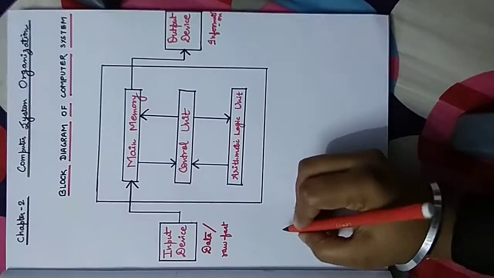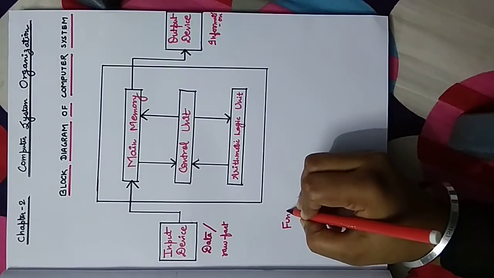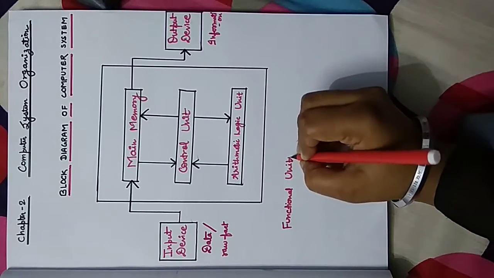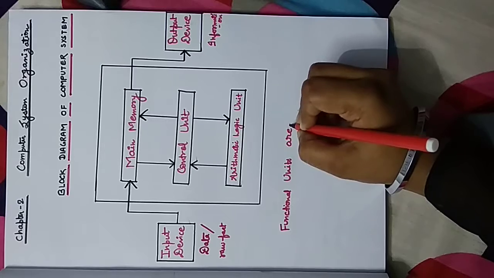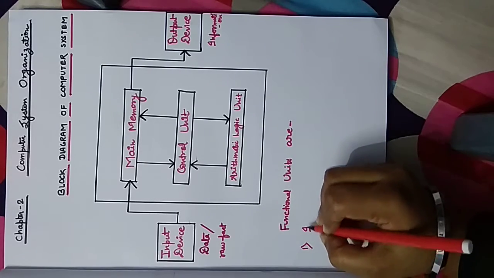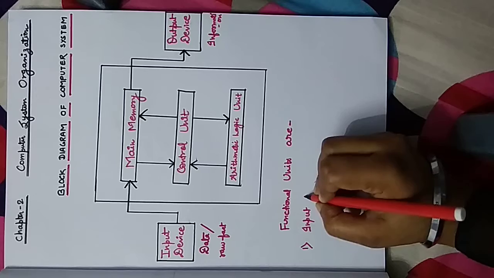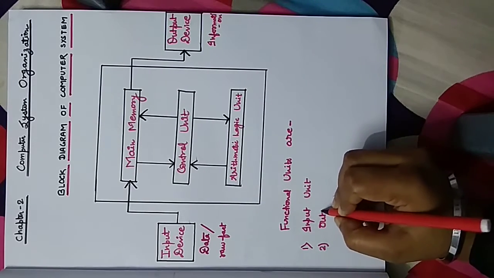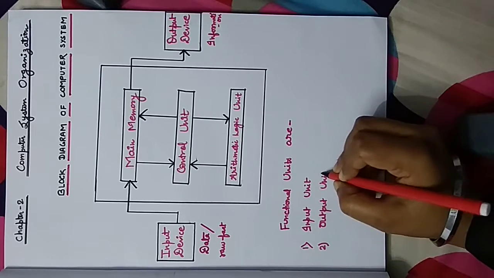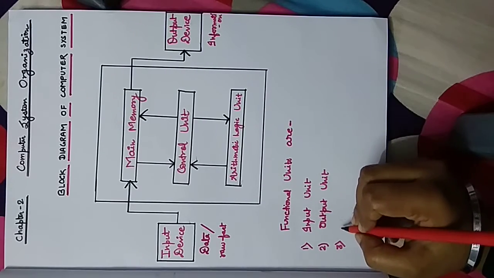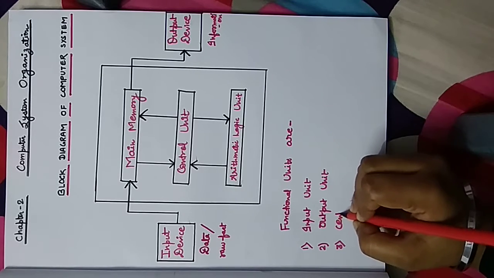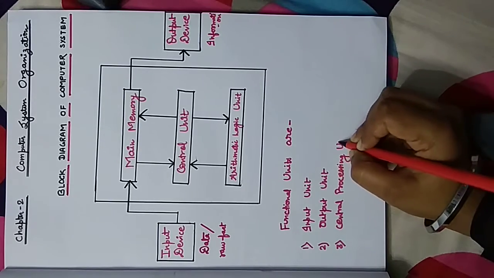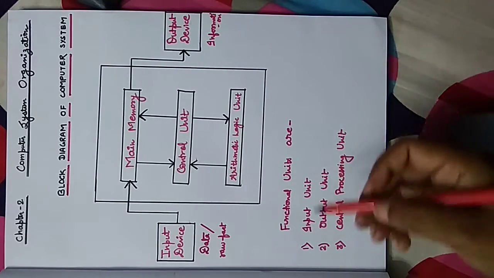So in this way we can say that in a computer system, the functional units are: first, input unit; second, output unit; and third, central processing unit.